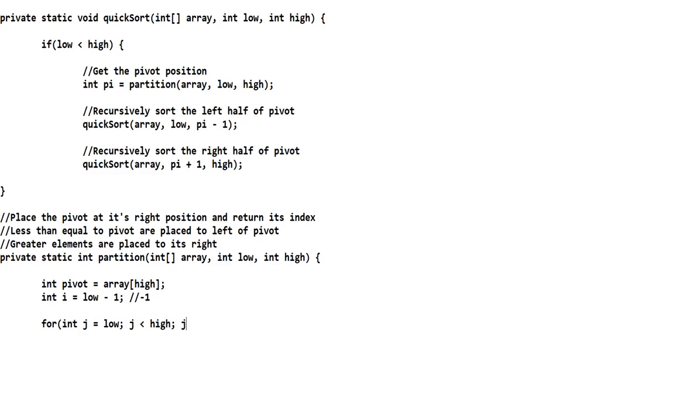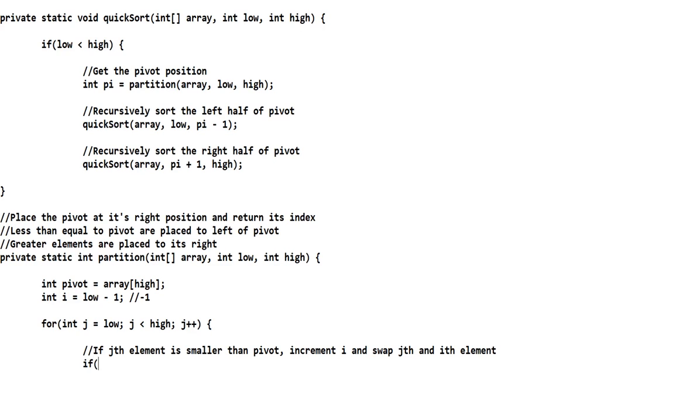So j is less than high, j plus plus, and then what we are going to do is compare this jth element with the pivot. If the jth element is smaller than the pivot, we're going to increment i, which is our less than equal to index, and we are going to swap the jth and ith element.